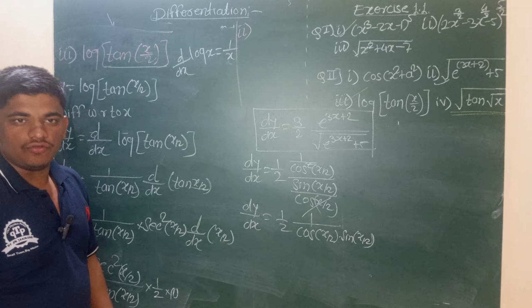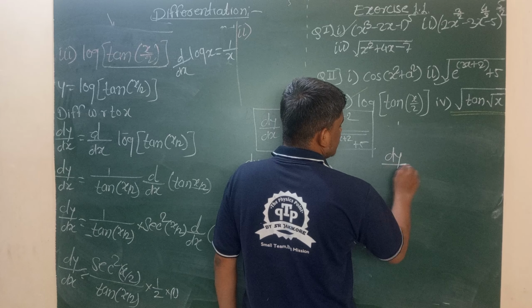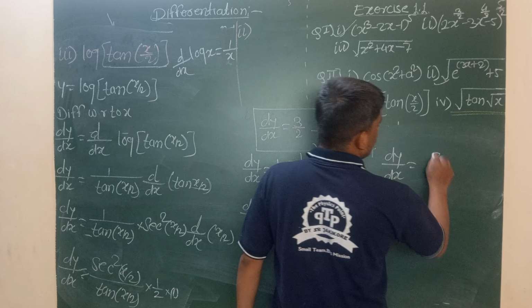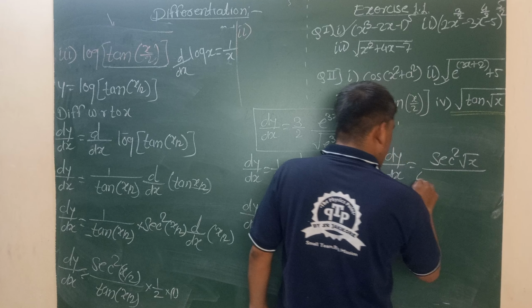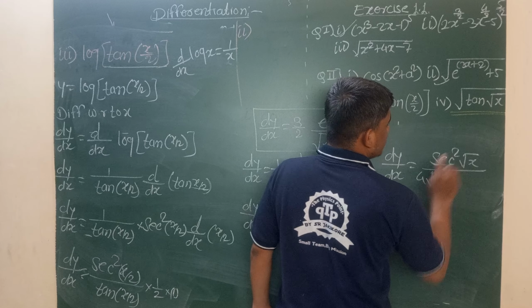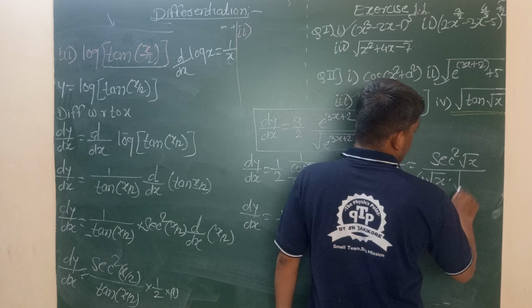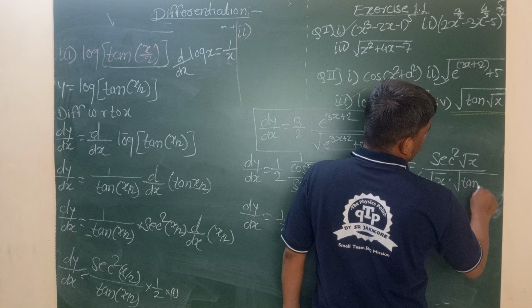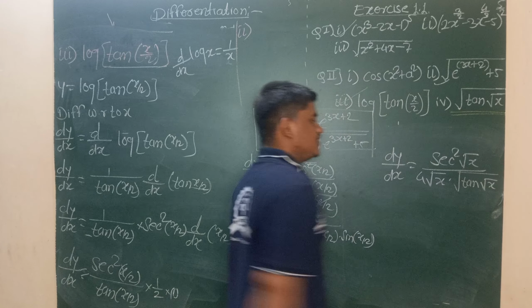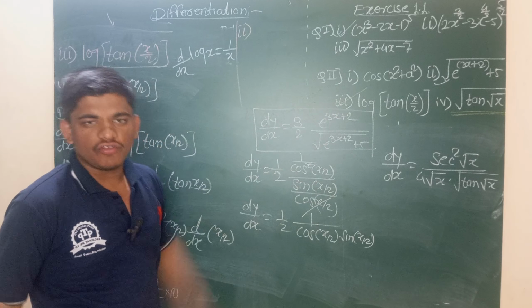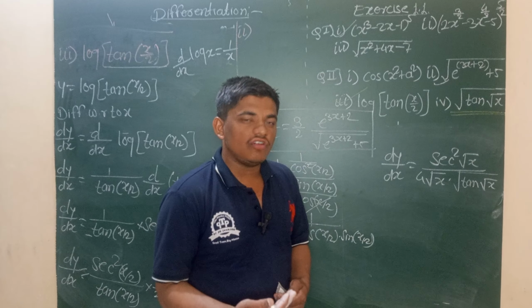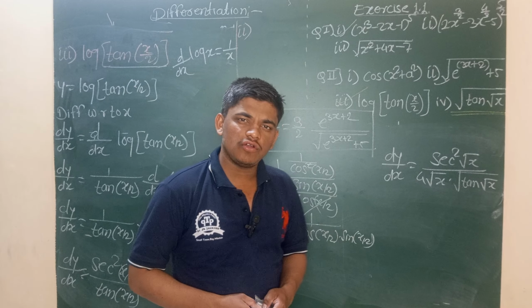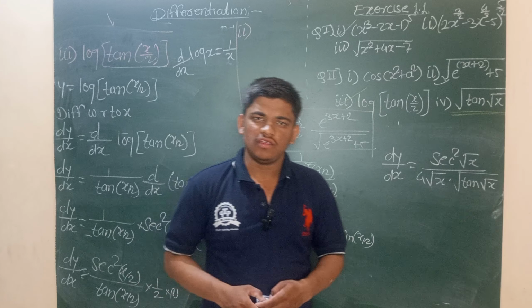Okay, the final answer for the fourth question will be dy by dx is equal to sec square of root of x, divided by 4 into root x into under root of tan of root x here. This is the final answer. Try to solve these questions, and in lecture number 3, try to solve the remaining questions from question number 2 and solve question number 3. Okay, thank you.